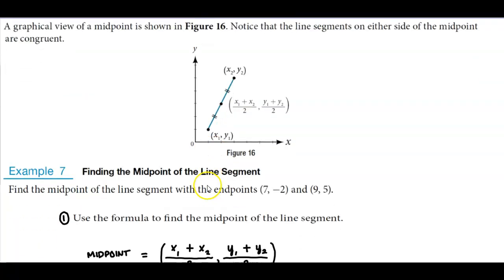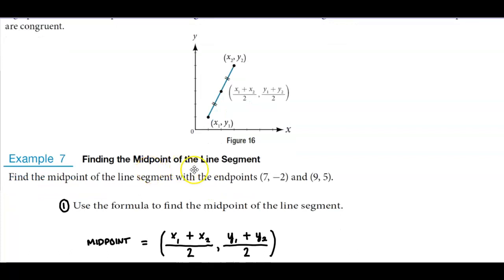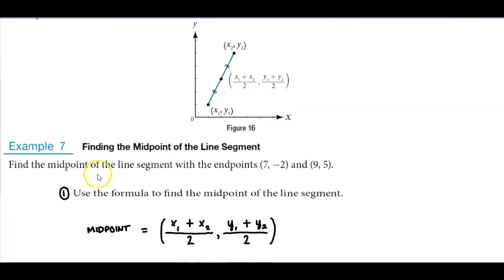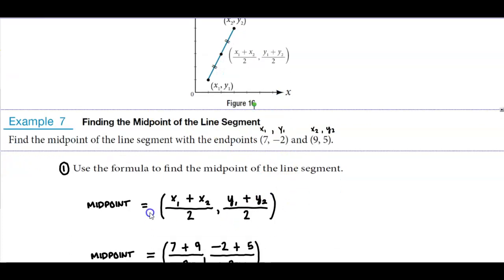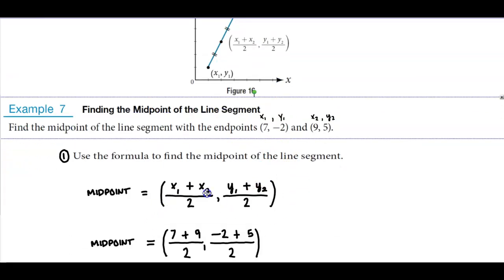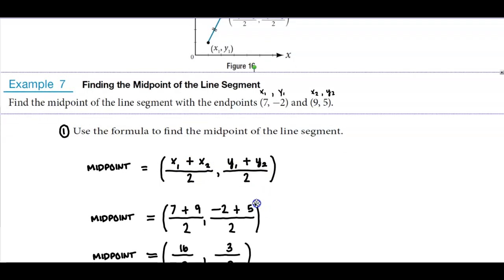Now for example number 7, we're going to find the midpoint of the line segment with the endpoints 7, negative 2, and 9, 5. We're going to label the first point x1, y1, and this is going to be x2, y2. So using the formula, the midpoint formula states we take (x1 plus x2) divided by 2, and then (y1 plus y2) divided by 2.